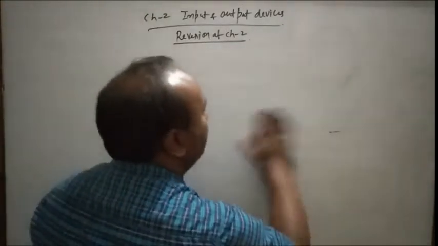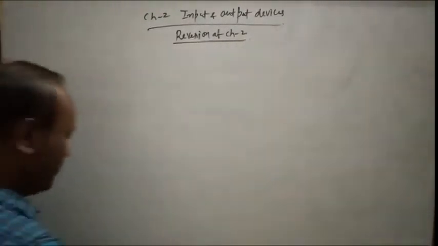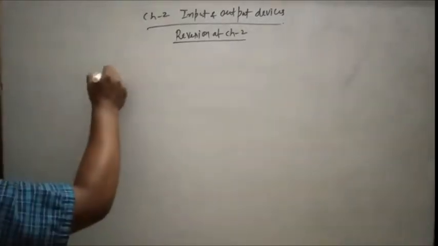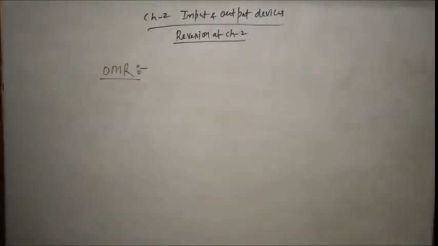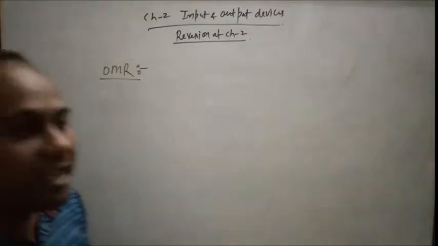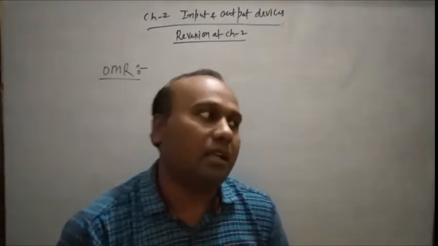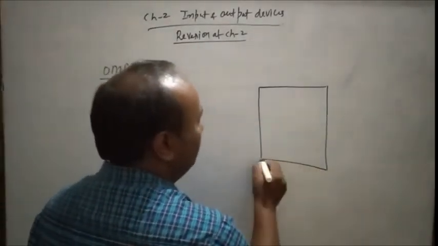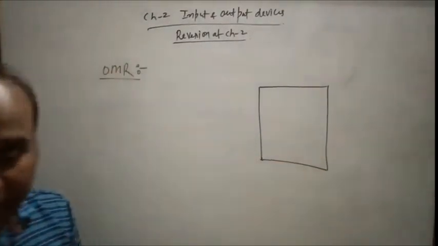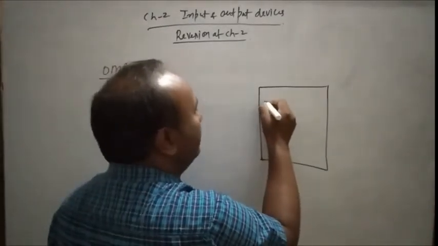OMR, optical mark reader. So we talk about the optical mark reader. Students, sometimes you see in examination time and some other places, this type of sheet is given to attempt the questions and answers. Here some options will be there like that.